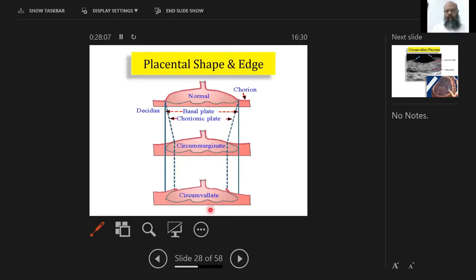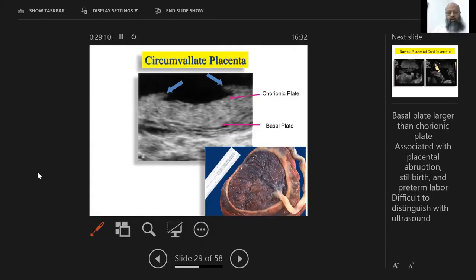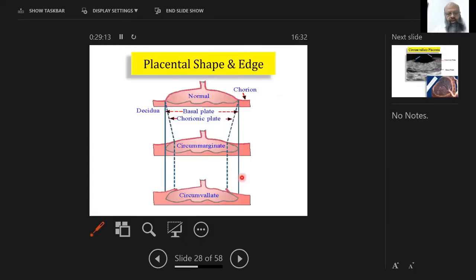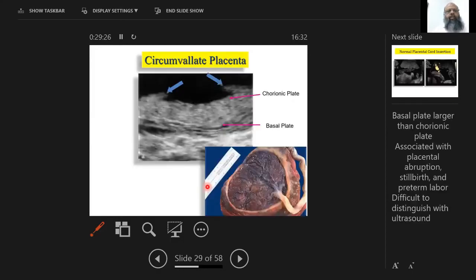This is the circumvallate. So we were talking about placental shape and edge. This is normal. This is the basal plate, and this one is the chorionic plate. And here is the circummarginate. This is circumvallate. We will see how we differentiate between them. In circumvallate, the chorionic plate is smaller and the basal plate is larger. And it is associated with placental abruption, stillbirth, and preterm labor. Difficult to distinguish with ultrasound.